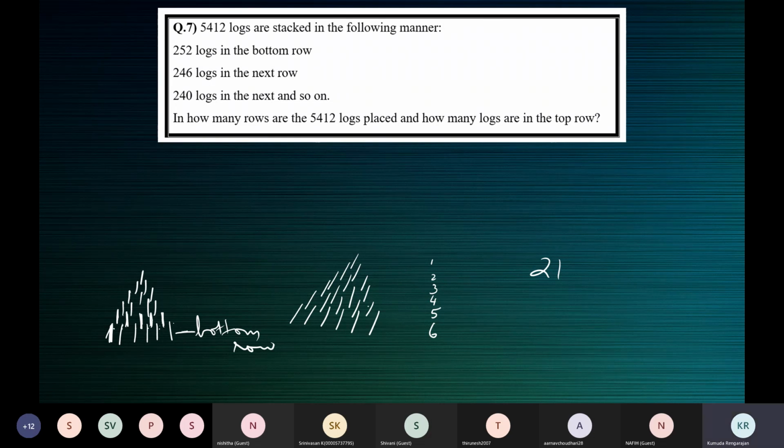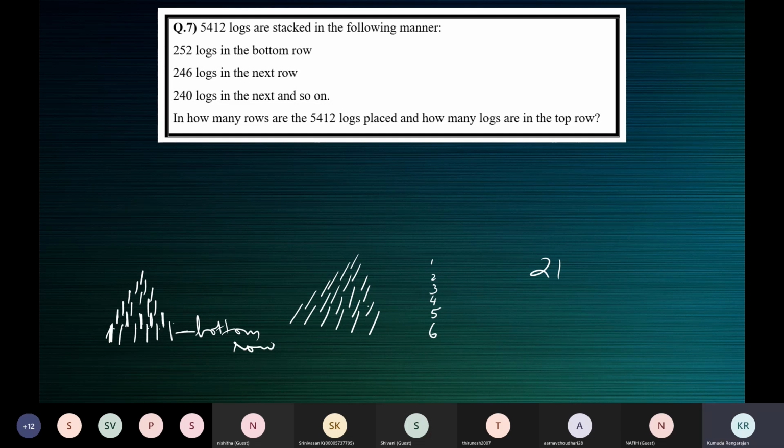So how many logs do we have with us? 21 logs. In how many rows have we stacked the 21 logs? Yes, 6 rows. We have stacked the 21 logs in 6 rows. And how many logs are there in the top row? 1. There is 1 log in the top row.